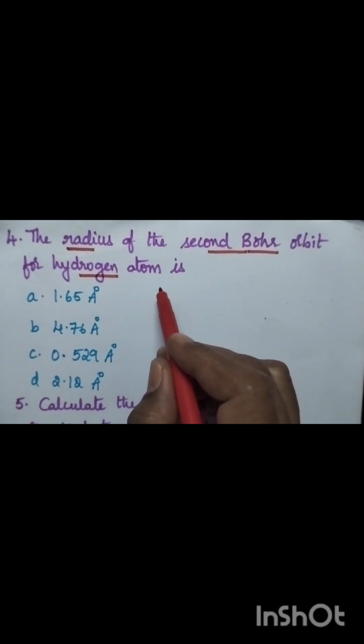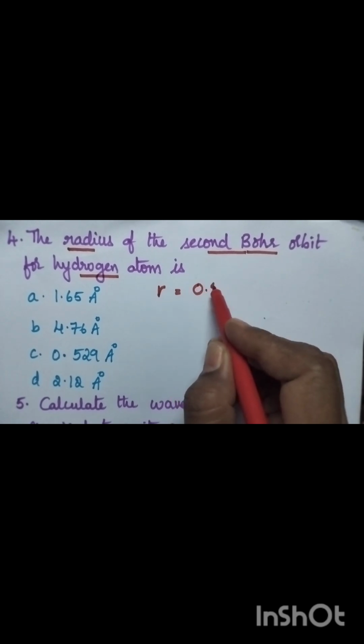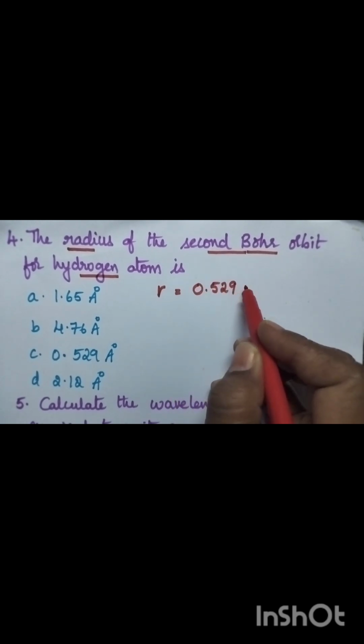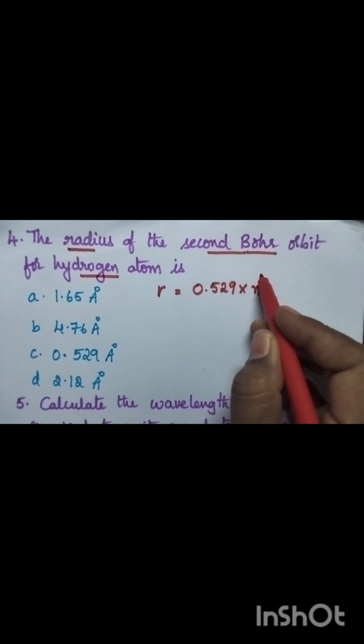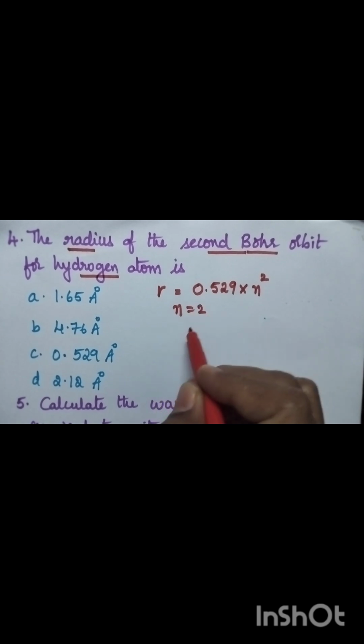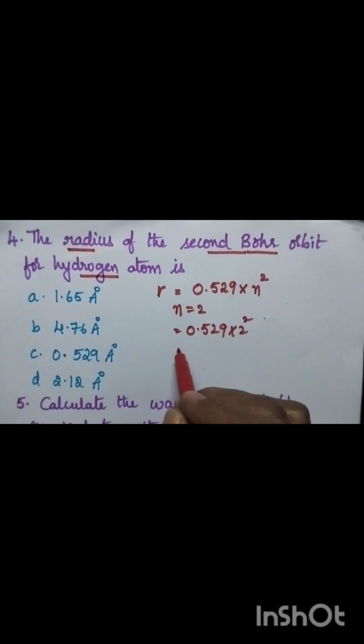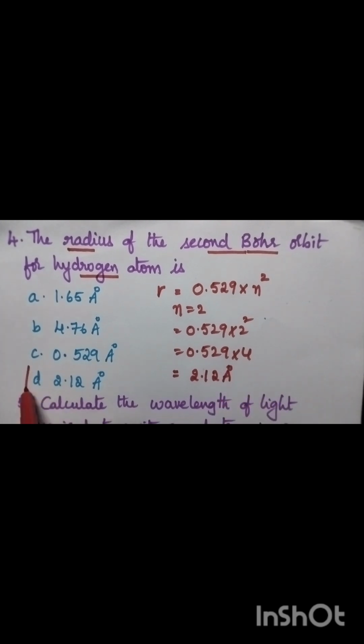So for calculating the radius of hydrogen atom, we have the formula 0.529 into n square. Here we have to calculate radius of second orbit. So n equal to 2, that equal to 0.529 into 2 square, that is equal to 0.529 into 4. Hence it is equal to 2.12 Angstrom units and hence the right answer is option D.